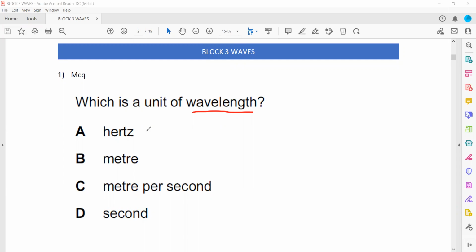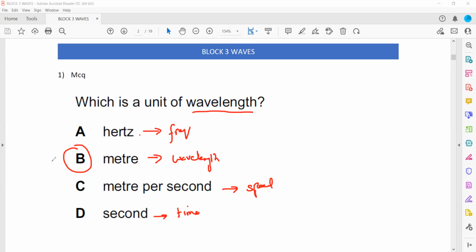So hertz, which quantity can we measure in hertz? That is the frequency. Meter, that is the wavelength or a length of a wave. Meter per second is a speed, and second is a time. So which is the unit of the wavelength? The unit of the wavelength is meter. So B is the right answer for this.